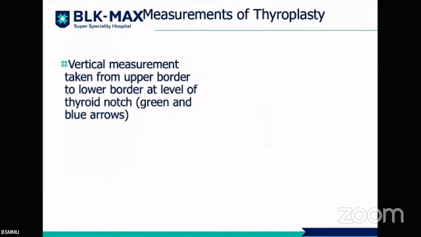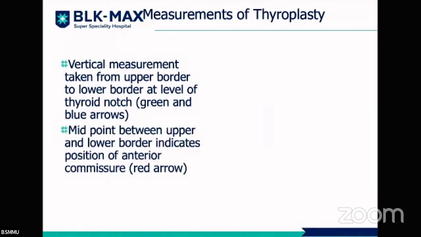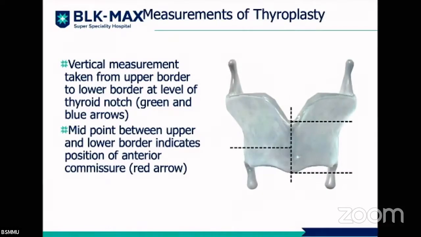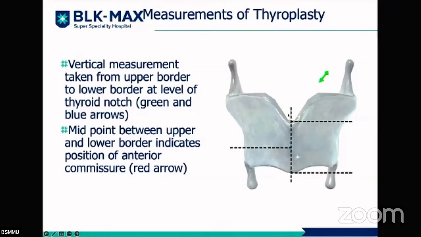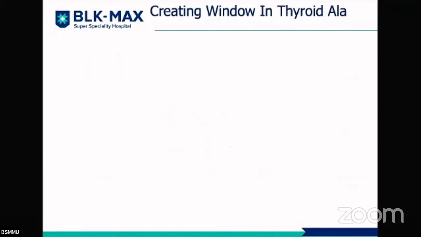Now the measurements. Vertical measurements are taken from this place. It is by green arrow, and you have to find out the midpoint from upper border to lower border, which is by blue line. The midpoint is designated by red arrow, which will show the level of vocal fold. Here is the place where anterior commissure is attached.